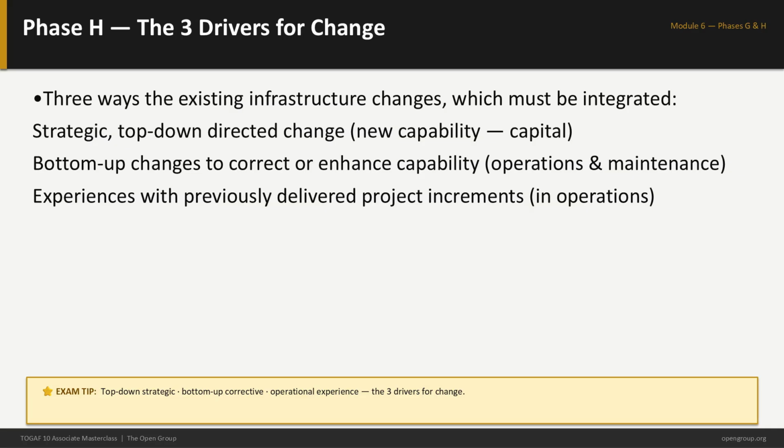The standard identifies three ways the existing infrastructure changes, three drivers that have to be integrated. First, strategic, top-down directed change, aimed at creating new capability. Think of this as capital investment driven by strategy. Second, bottom-up changes to correct or enhance existing capability. That's the operations and maintenance world, fixing and improving what's already running.